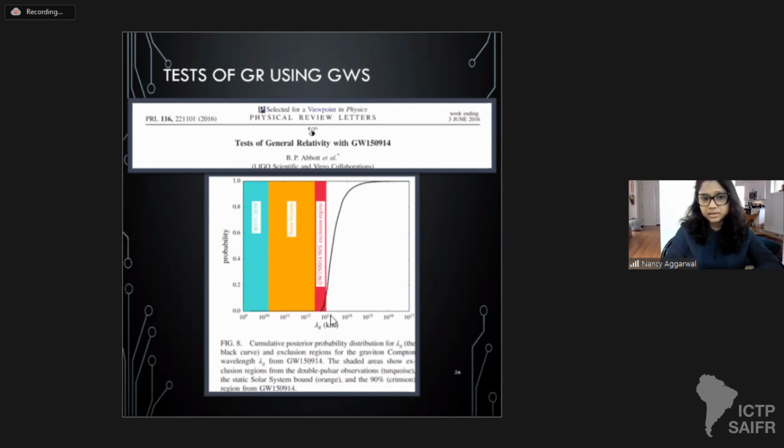This black line here is the posterior probability that we were able to compute by using the first black hole event. So saying that the graviton wavelength has to be much larger than this, like 10 to the 13, 14 kilometers. And these are the previous constraints in colors from previous experiments. And so we've been able to put some constraints in this strong field gravitational limit of GR.